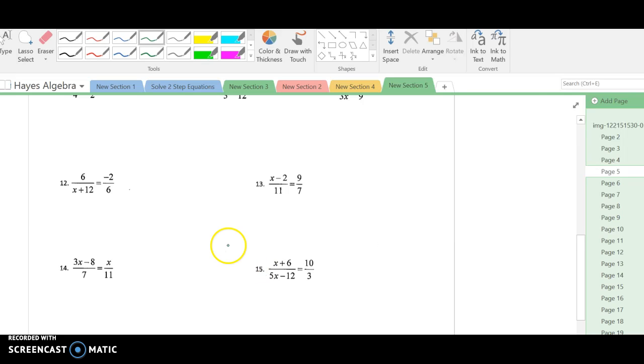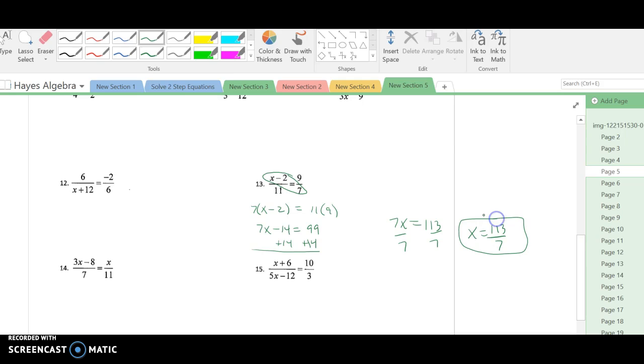Now, number 13. I'm going to cross multiply this way first, only because that's the side the variable will land on, and I want it on the left. And I'll do 11 times 9. So when I distribute the 7, 7x minus 14 equals 99. Now, it's a regular equation to solve. Add 14, 7x equals 99 plus 14 is going to be 113. Now, I can divide by 7, and I get x is equal to 113 over 7.